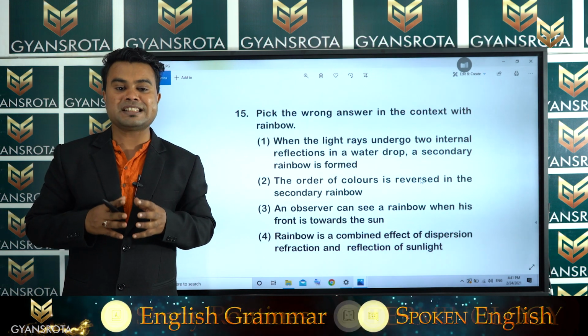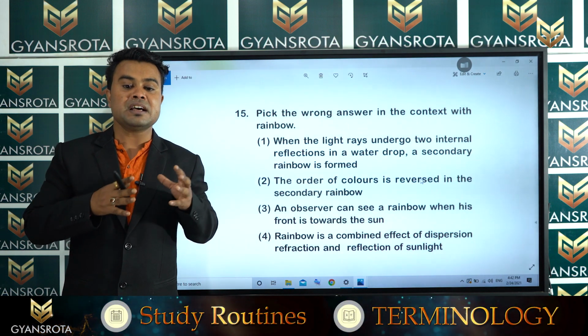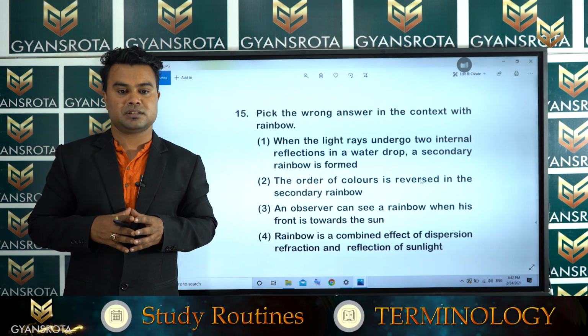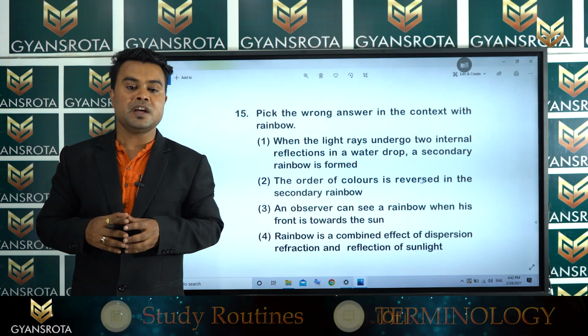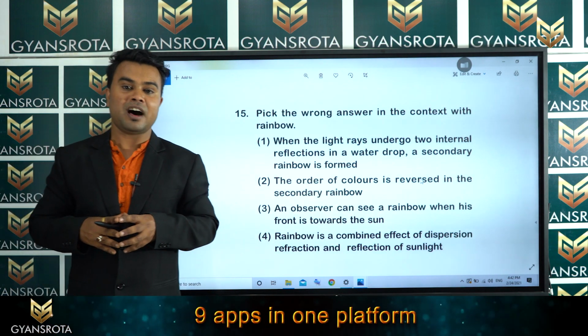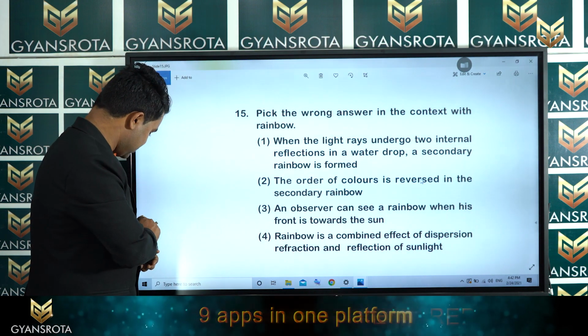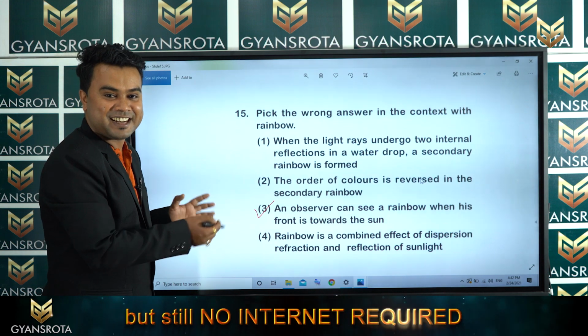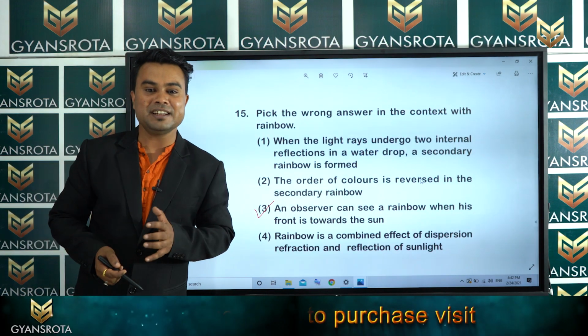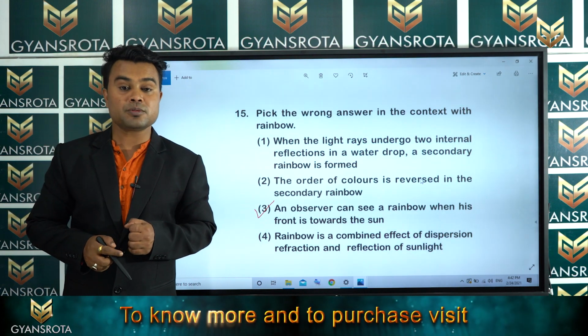An observer can see a rainbow when his front is towards the sun. That is the wrong option. It has to be back. So, number 3 is the correct answer. So, please click number 3. 3 is the right answer for the wrong option. This is the right answer, but it is a wrong option, right? So, let us move to the next question now.